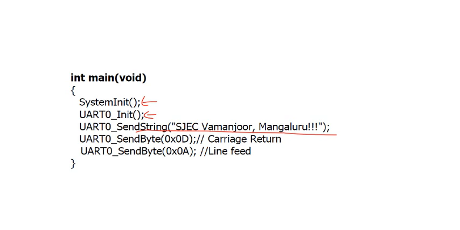Here we are just stating that after printing, go to the next line. The carriage return and line feed are just to tell that once you have sent the data SJEC, we have to send the command to go to the next line. You can use HyperTerminal to see the result on your PC. So this completes the UART program.